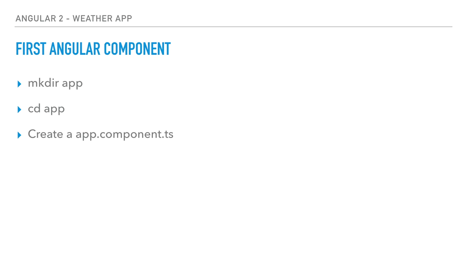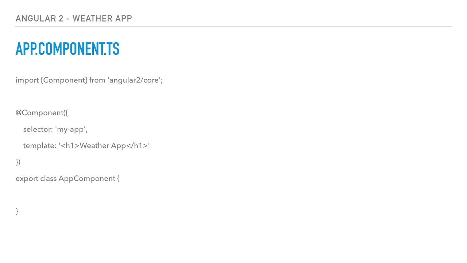So I'm explaining here that we need to create a new file that is app.component.ts. This is going to be the TypeScript file where we will hold the Angular component. And this is the code that we should write. This is a minimum and very basic component.